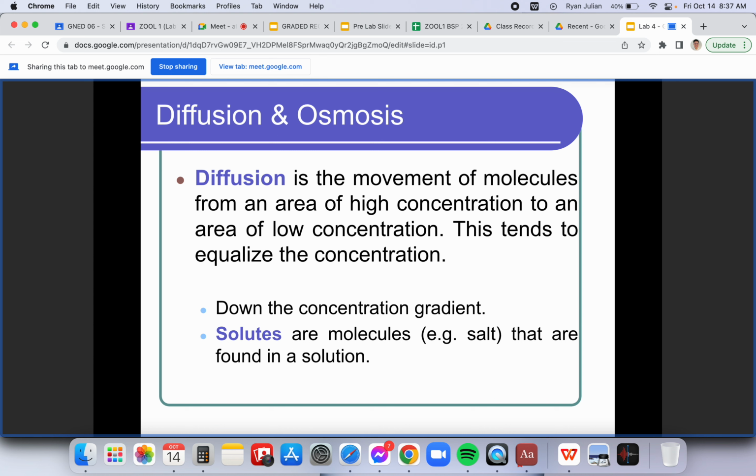The former is the movement of the molecules or solutes from an area of high concentration to an area of low concentration. And this equalizes the concentration, maintaining the equilibrium or the balance. Again, movement of molecules from a high region to a lower region. That is what diffusion is all about. It is down the concentration gradient, wherein the solutes are molecules. For example, we have salt that is found in a solution. So again, that is what we call diffusion.